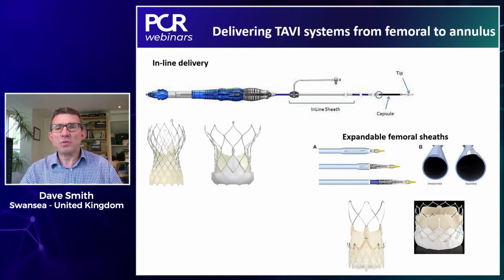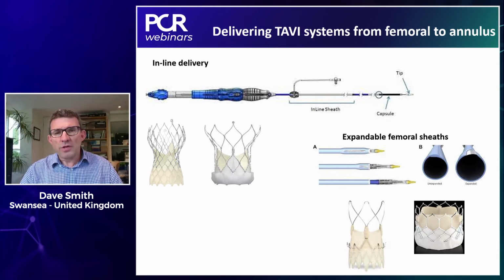What about the systems we currently have available to us? Well, I've divided them here, as you can see, into inline delivery systems, such as the Medtronic systems with the Evolut and now Evolut Pro and Evolut Pro Plus, and also the Navitor system from Abbott. We also have expandable femoral sheath systems, such as that with the Edwards Sapien system and the Boston NeoAccurate 2 system.